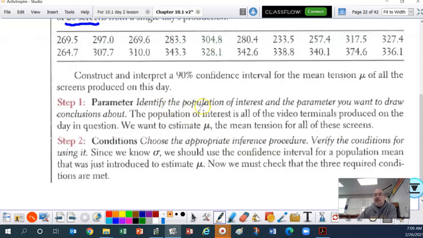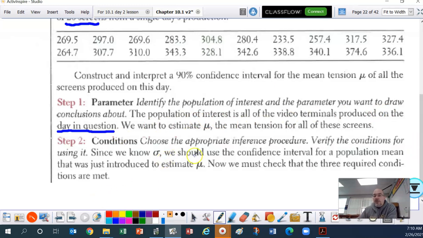Parameter. Remember, identify the population of interest. So there's step 1. Here's the answer. The population of interest is all of the video terminals produced on the day in question. You need to be specific. When are they produced? Which ones are we looking at? Are we looking at everything produced for the whole year? The ones produced in January? The ones produced the first week of March? No, we're looking at the ones produced on that day in question. So, continuing, we want to estimate mu, the mean tension of all these screens.